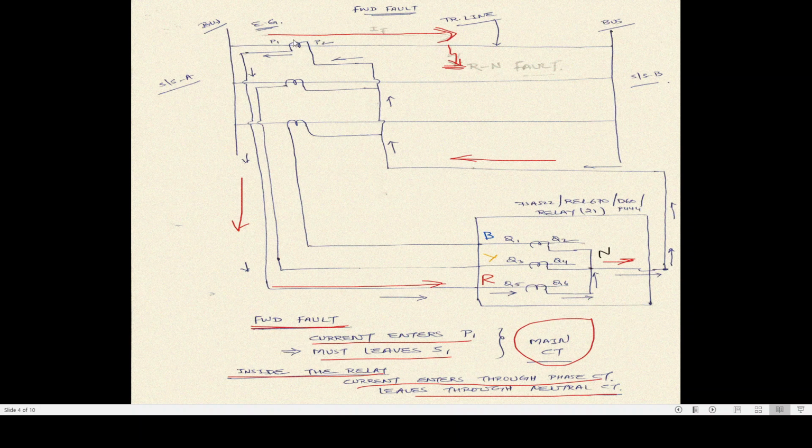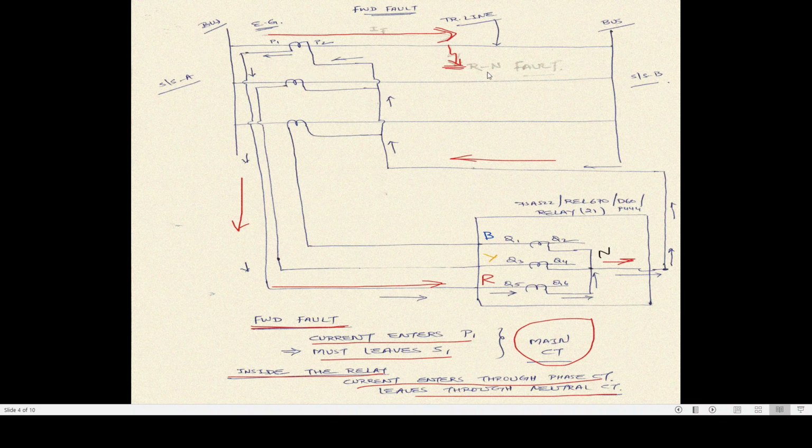The P1 and P2 of the primary side is shown over here. That means the corresponding secondary terminals will be S1 S2 for R phase, S1 S2 of Y phase, and S1 S2 of B phase. The phase marking is not shown over here, but it is generally assumed that this is R phase, Y phase, and B phase.